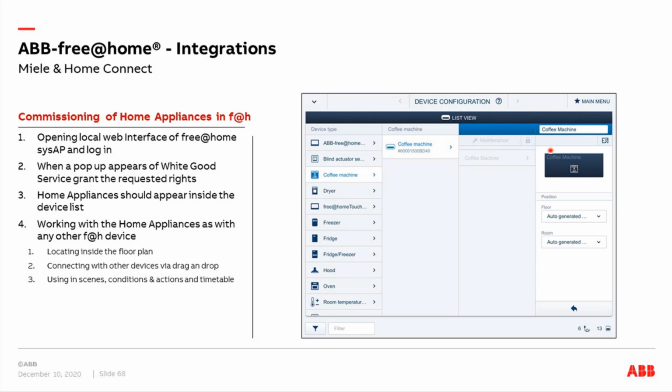Important to know is that the name of the device is a very cryptic name in the beginning. So it definitely makes sense to navigate first to the device configuration and give the device a speaking name, like coffee machine, like dryer, and so on. This is a little bit tricky, because you really have to rename the device so that you don't have a cryptic name for the coffee machine.